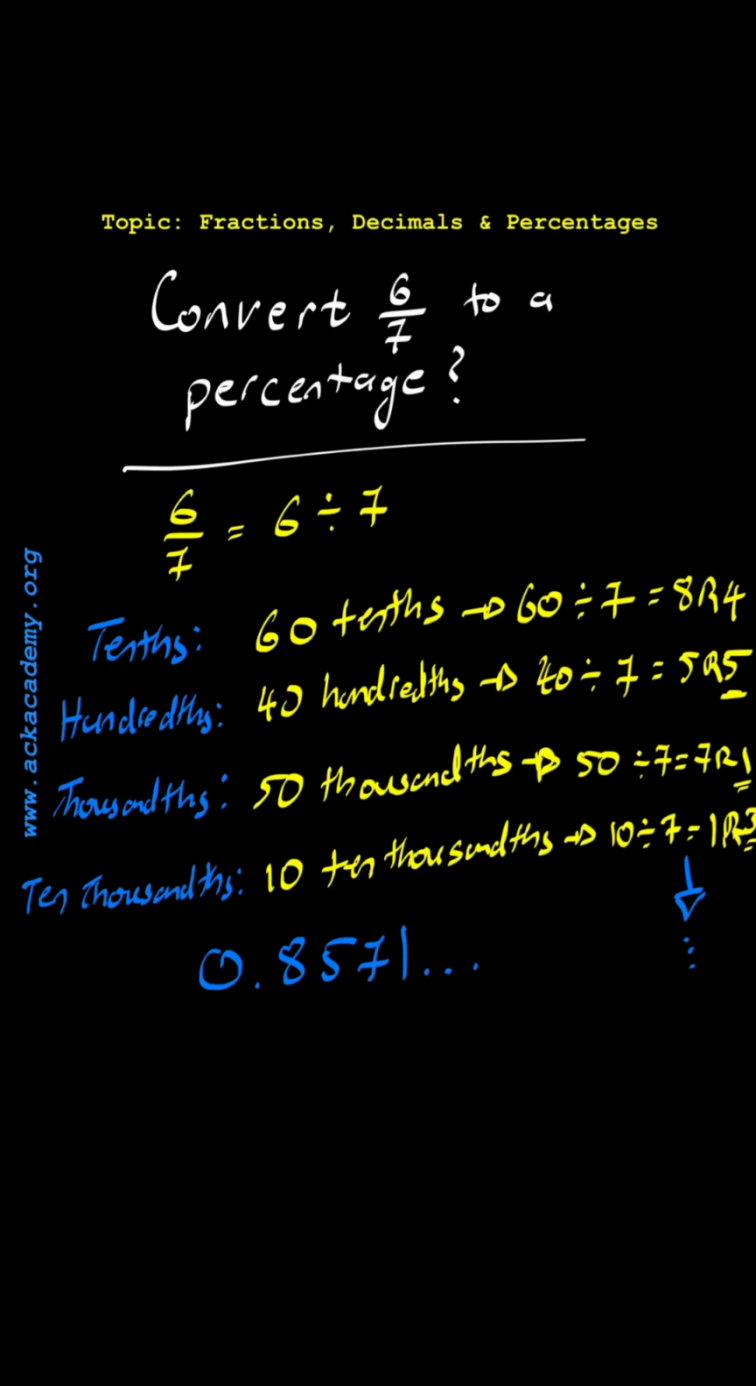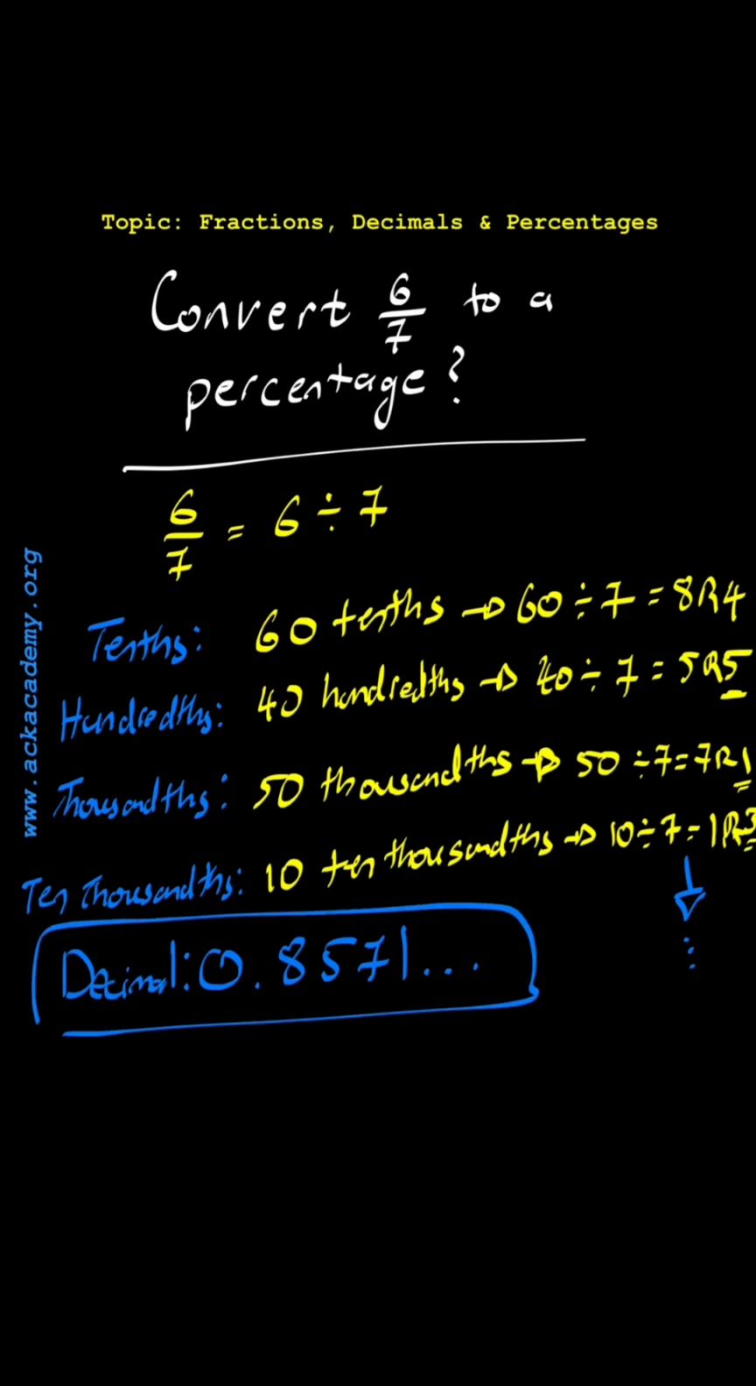So how do I make this into a percentage? I'll take this decimal value. So let me label this as decimal. And we can make that into a percentage. How do I make that into a percentage? Well, I just multiply that guy by 100. Let's multiply that by 100. And you get 85.7 percent. And this is rounded.